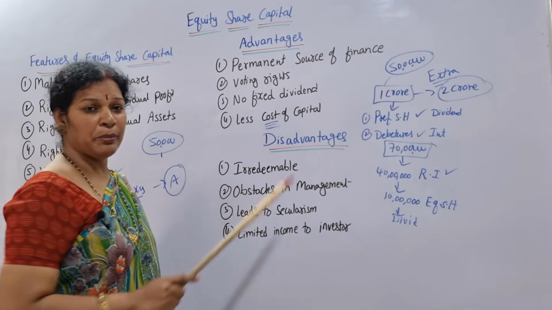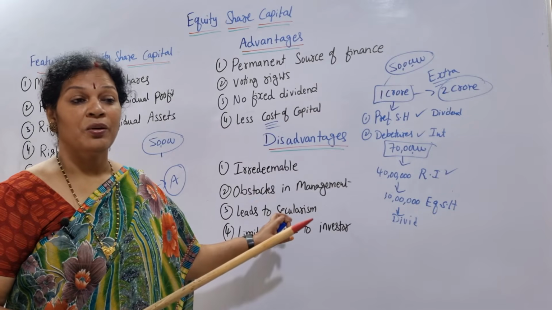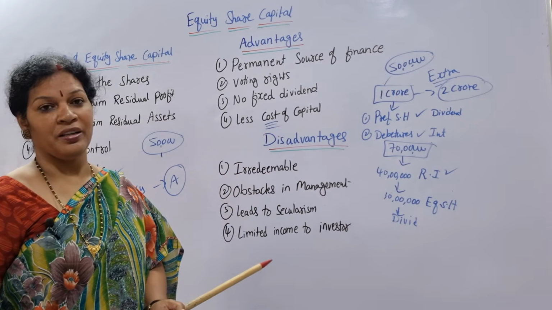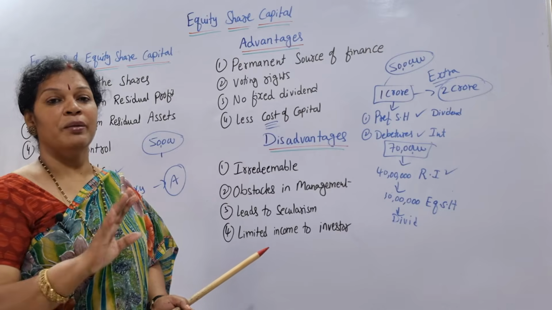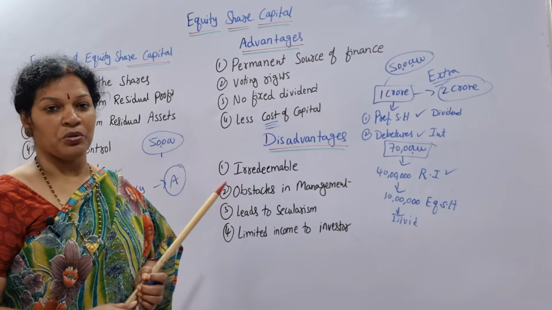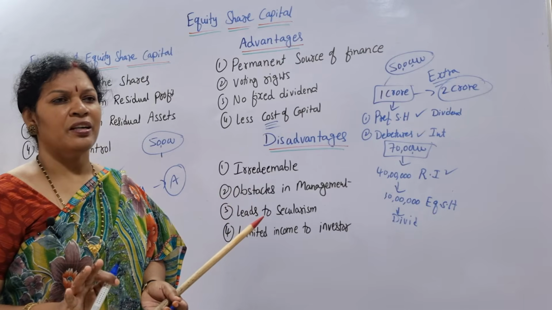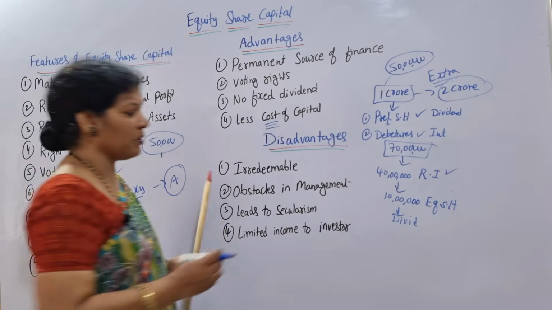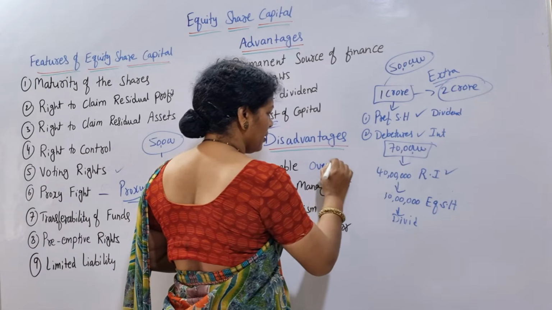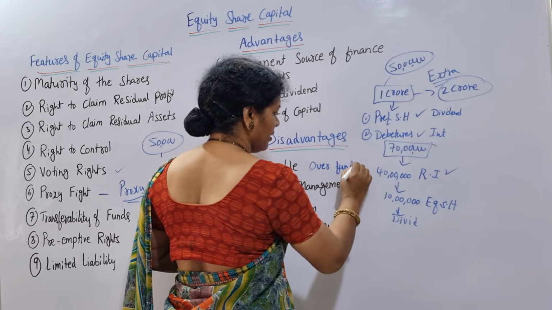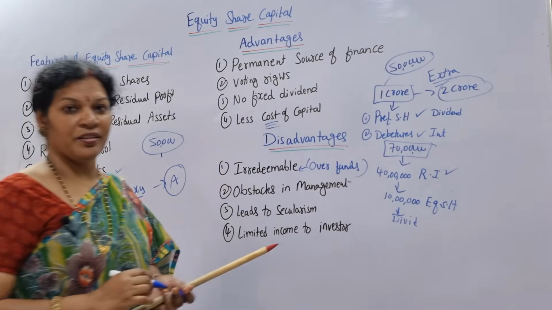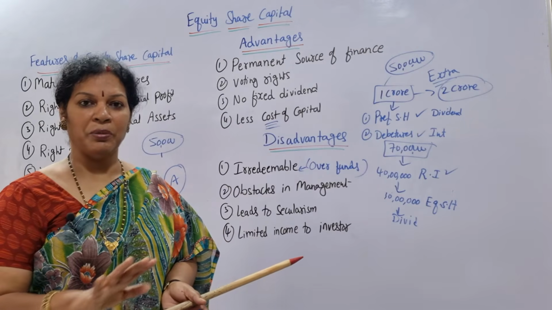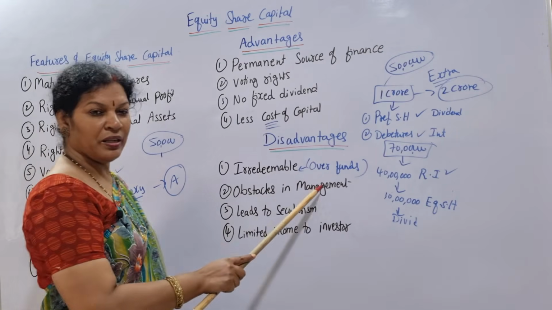First thing is that it is irredeemable. Irredeemable means once the equity capital is issued, it will always be in the company itself only. It cannot be redeemed, it cannot be matured, and it cannot be given back to the equity shareholders. If that is the case, sometimes funds are more than needed, over funds. In case of over funds, this will be a burden on the company. We cannot redeem or give back to the equity shareholder; they have to bear it. So this could be a disadvantage.